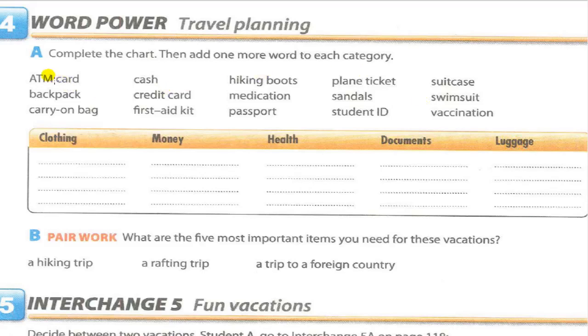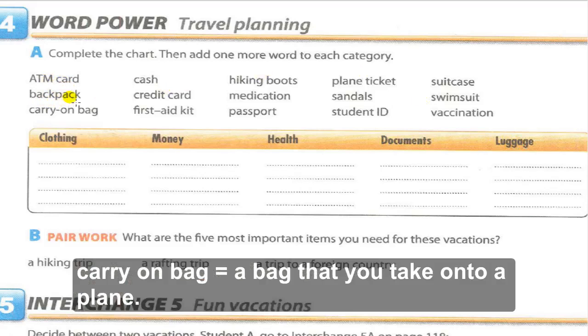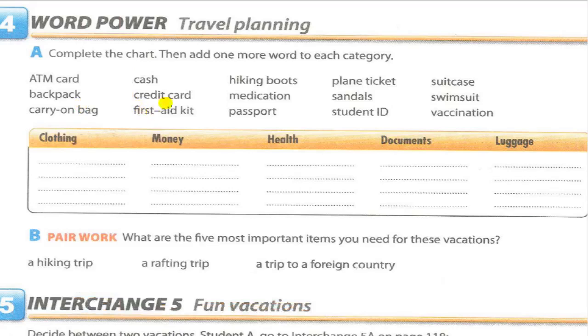We have these words: ATM card, backpack, carry-on bag, cash, credit card, first aid kit, hiking boots, medication, passport, plane ticket, sandals, student ID, suitcase, swimsuit, vaccination. Vaccination is medicine for protection, for preventing a disease. One minute to try to answer.